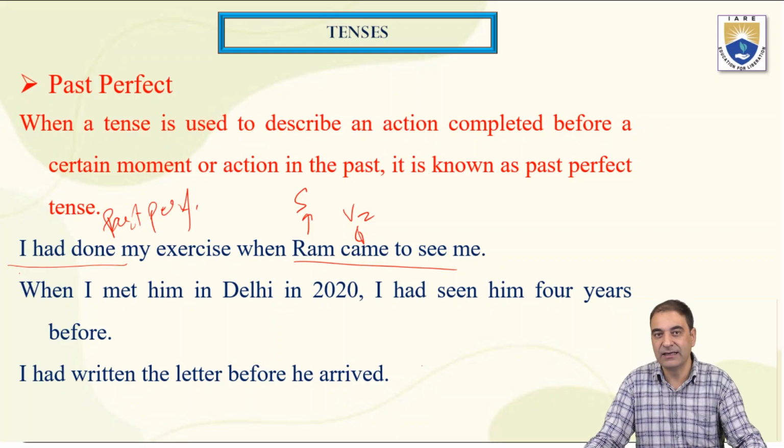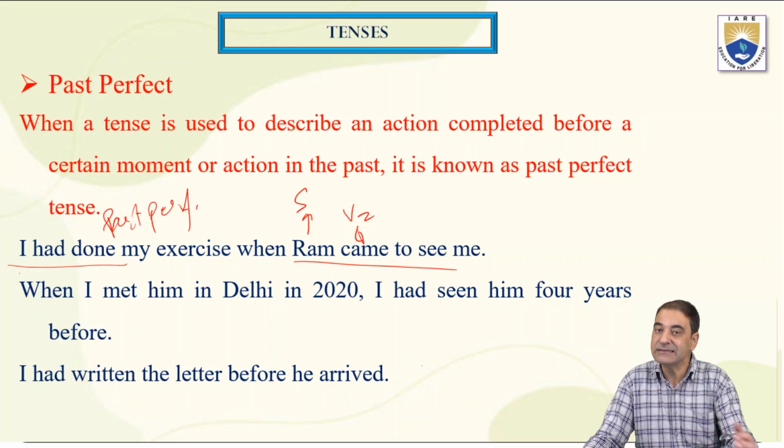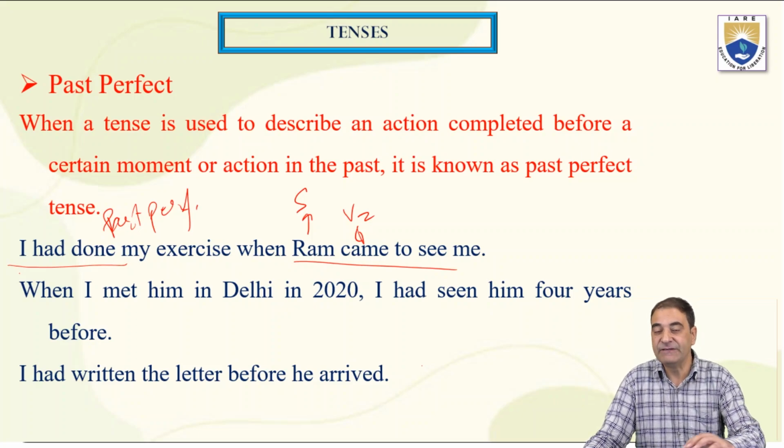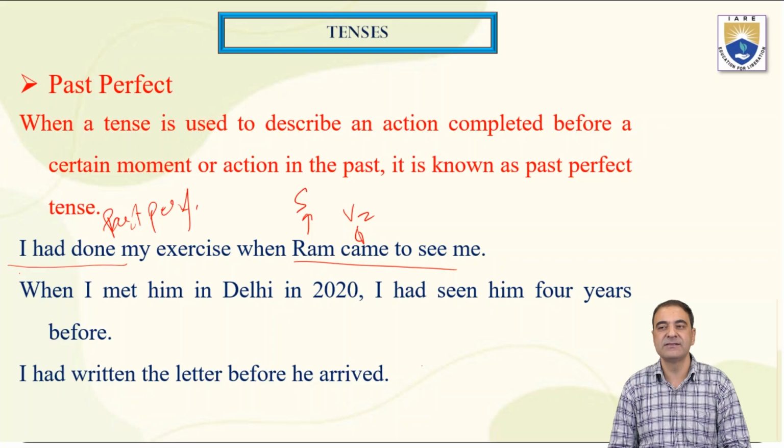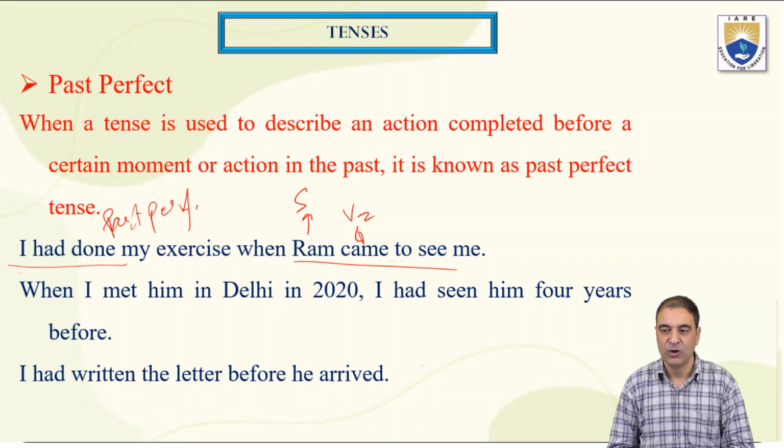I had written the letter. That means that was the first action. And with the first action, we use past perfect. And for the second action, we have to use simple past tense. Or there's another way. For example, if I say, when I reached the station, the train had left.